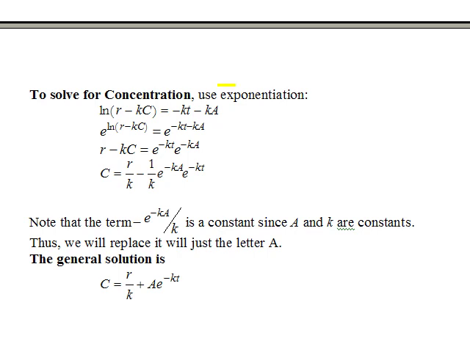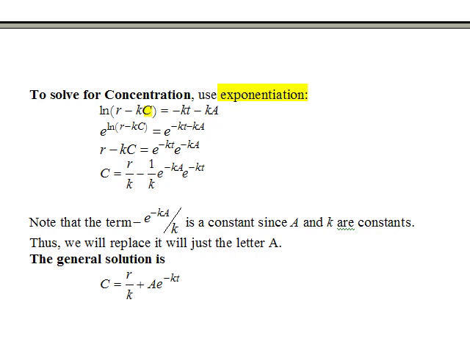As before, we use exponentiation to recover C from the argument of the natural log function. So I'm going to raise both sides as powers of e, because of the inverse relationship between e and natural log, the left-hand side becomes R minus Kc. The right-hand side becomes e to the minus Kt times e to the minus Ka. All right, this is a constant.